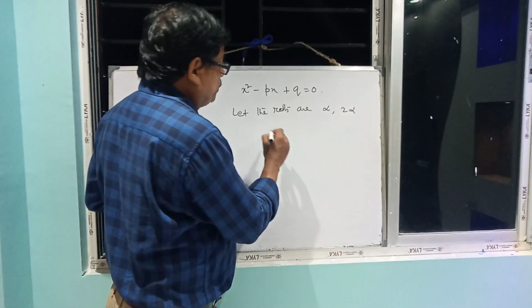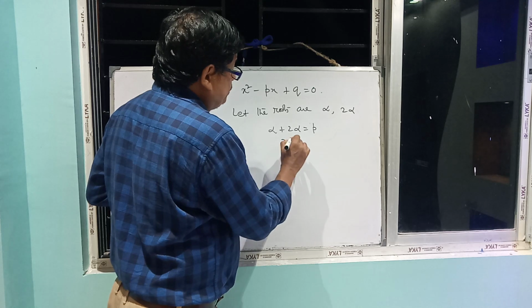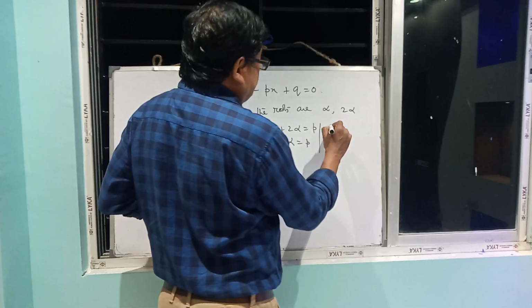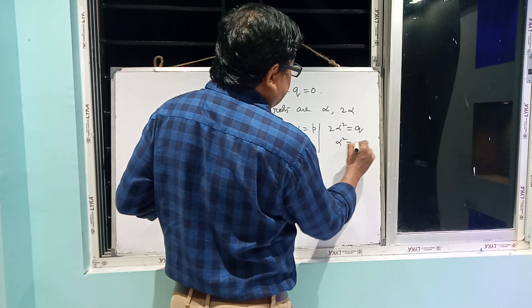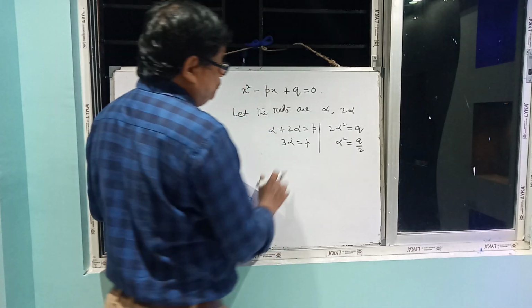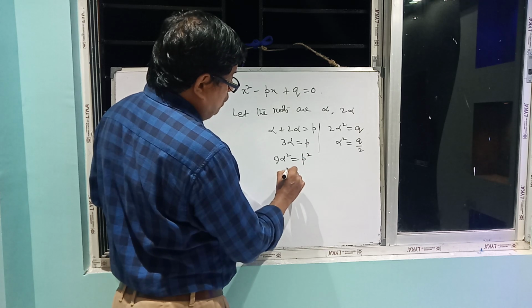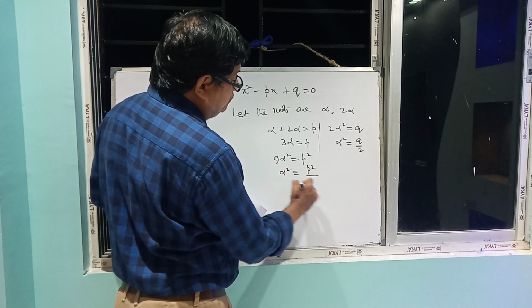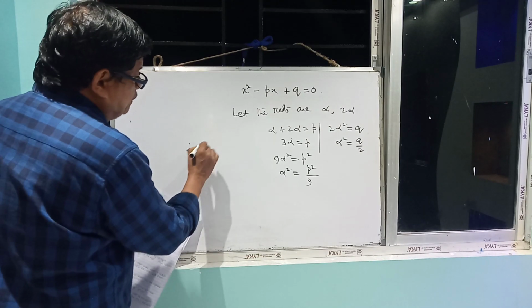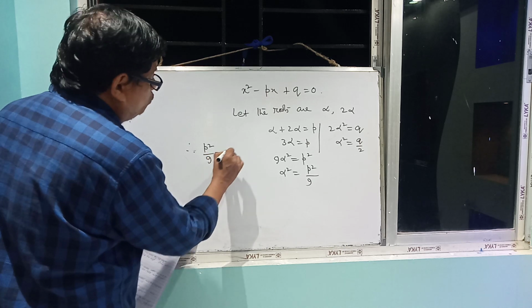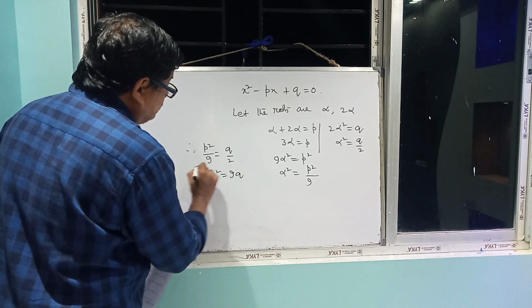Okay. So sum of the roots, alpha plus 2 alpha equal to minus b by a, that is p. So 3 alpha equal to p, and product, that is 2 alpha square equal to q. So alpha square we write q by 2. Now just you put here, 9 alpha square equal to p square. So alpha square you can write p square by 9. Okay, and alpha square is given q by 2. So you can write here p square by 9 equal to q by 2. So 2p square equal to 9q. This is the relation.